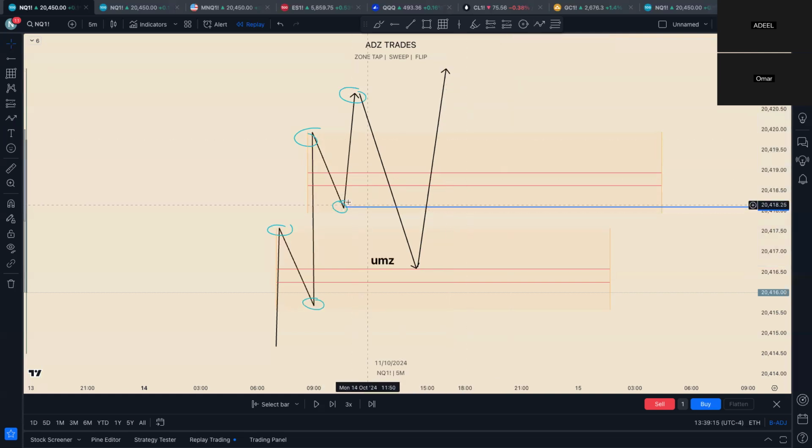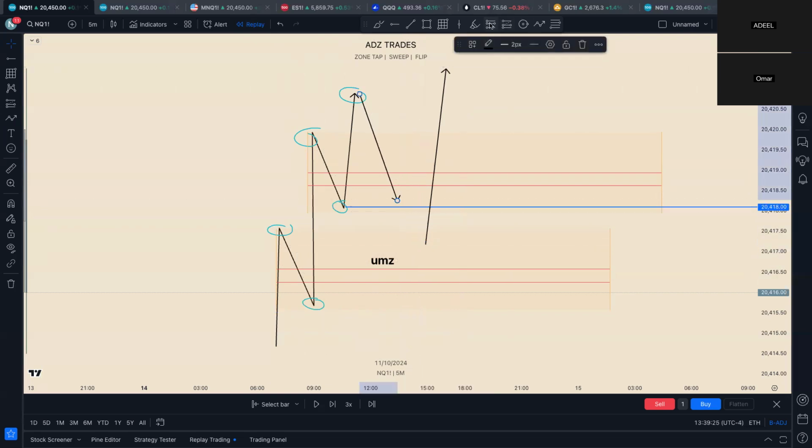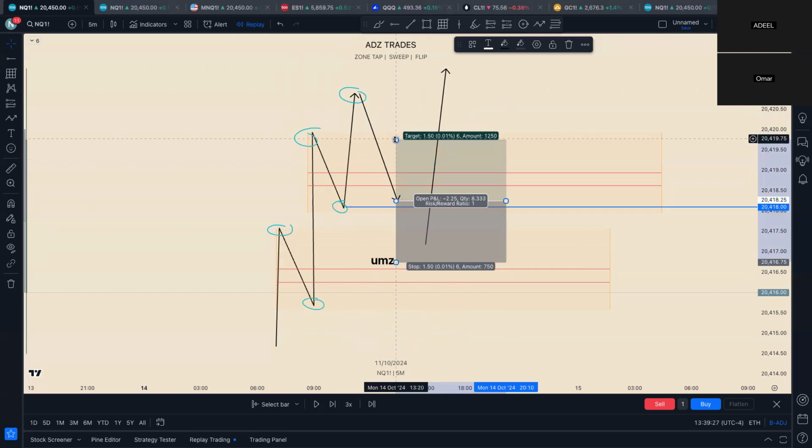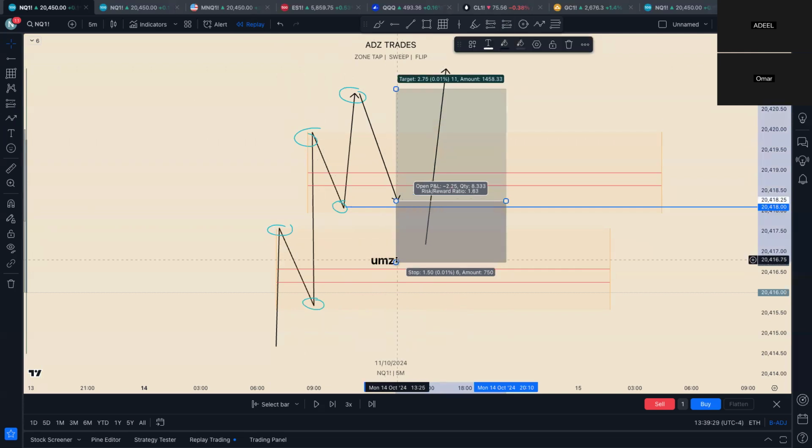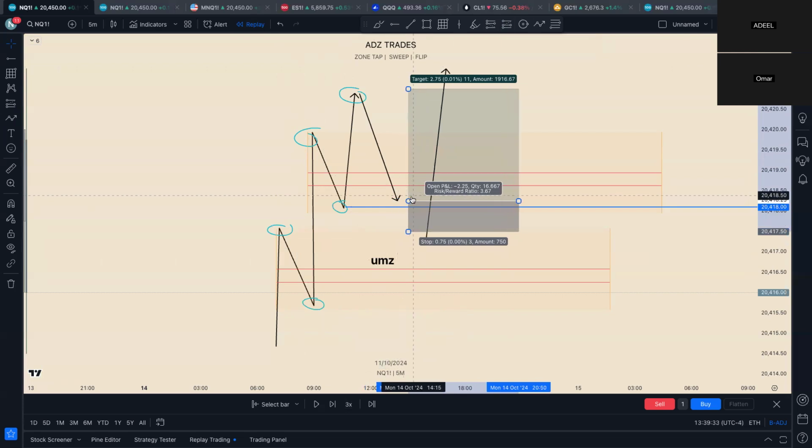Now, this fake change of character is just a liquidity sweep. So those who are looking for buys in this zone now, okay, they've been stopped out. There's people, they're going to have their entries here. All right, stop loss below this protected low. And what's price going to do? Price is going to come stop them out.